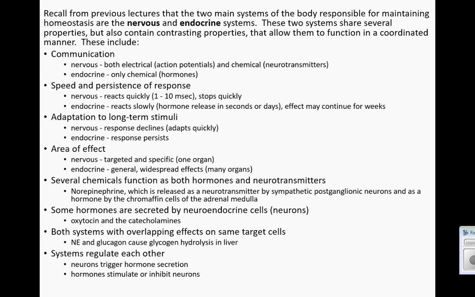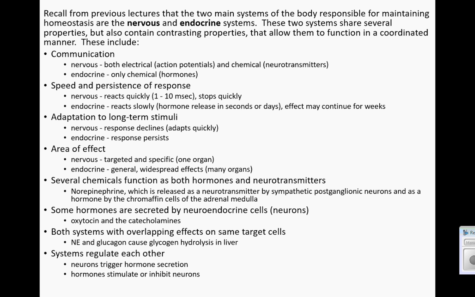Some hormones are actually released by what we call neuroendocrine cells, which are just neurons that release a hormone. Oxytocin is a hormone that we've talked about since the beginning of the semester. We learned that it's part of that positive feedback loop involved in labor, and that's where the contractions of the uterus come from. It's released by the posterior pituitary. If you open up the posterior pituitary, like we will, you'll see that there are neurons that are releasing it.